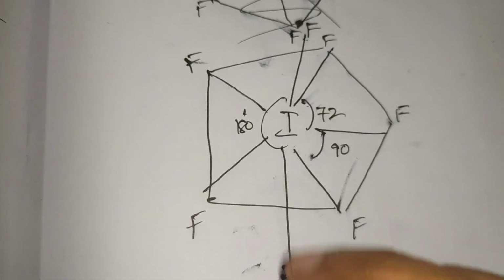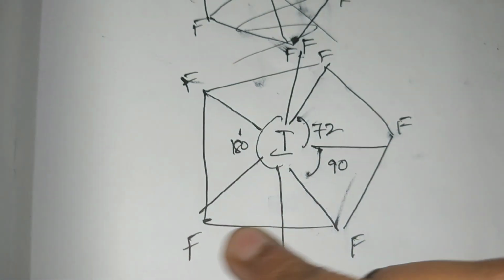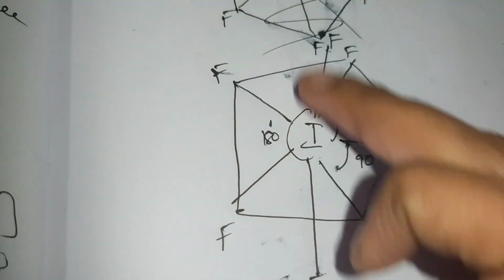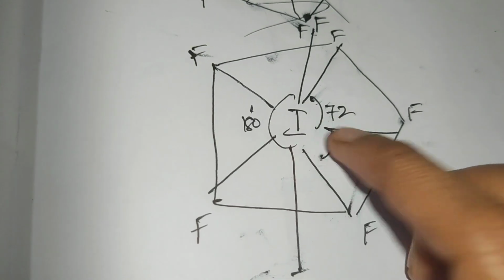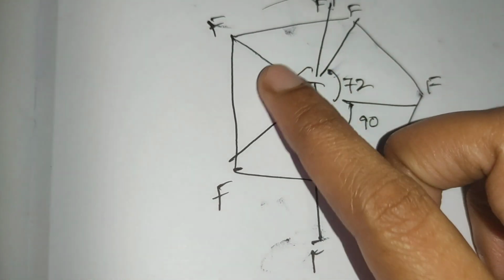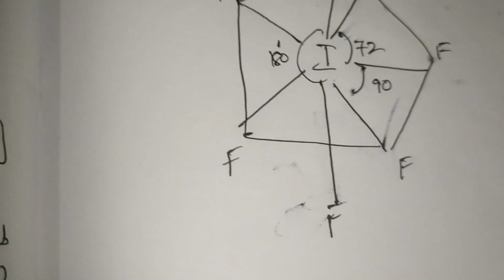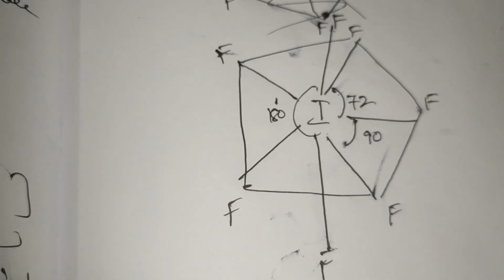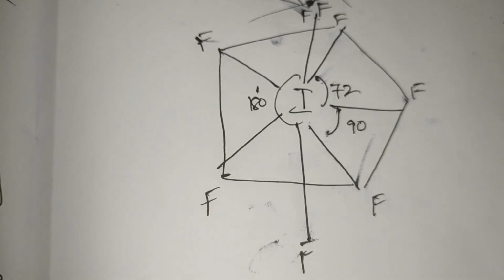We can see here the IF7 molecule. We give a pentagonal structure with a bipyramidal structure. And the angles we can see are 90 degrees, 72 degrees and 180 degrees. Like this we can easily describe the structure of IF7.